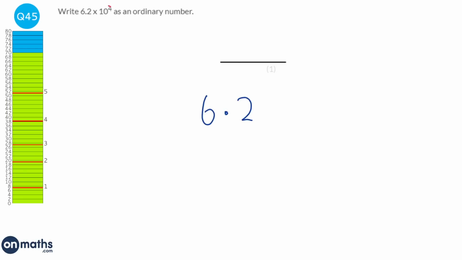First thing to point out is we look at the power. If it's positive, it means that our ordinary number is going to be a big number. If it's negative, it means it's going to be a very small number. Since this is positive, we know it's going to be a big number. So we're going to do 4 jumps, because there's a power of 4, to the right to make it a big number. So 1, 2, 3, 4.